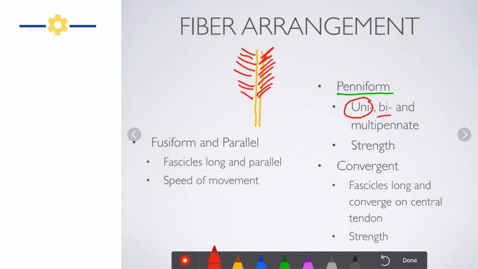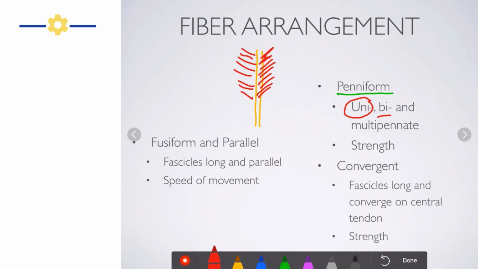Multipinnate muscles are like the deltoid, where we have several central tendons that come together, and the fibers come in from a bunch of angles. The deltoid basically has three different tendons that constitute the anterior deltoid, middle deltoid, and posterior deltoid. They come together at their inferior end into one tendon and insert into the humerus, which allows us to pack a large number of muscle fibers into a smaller area and generate a large amount of force.